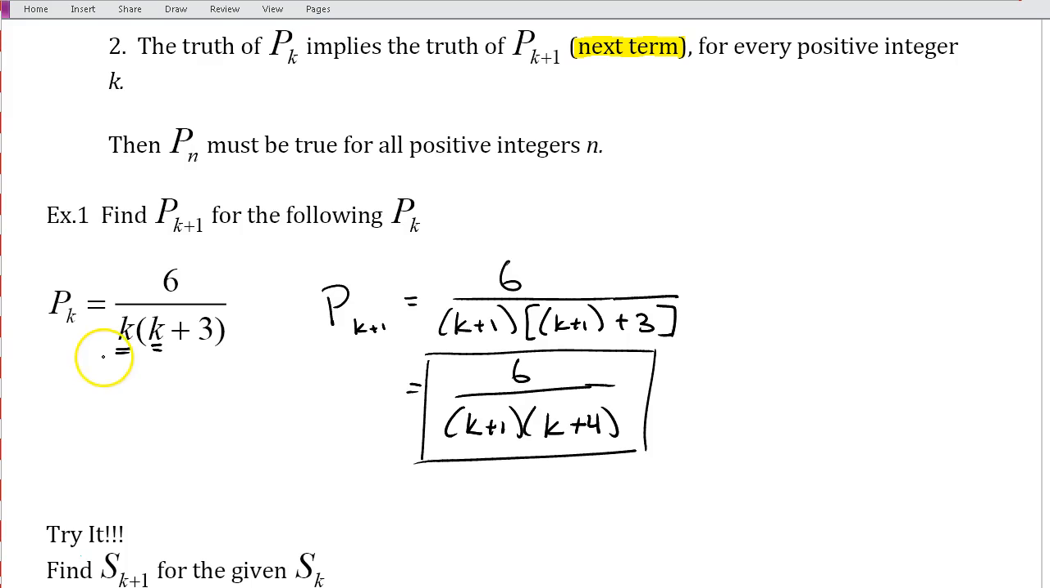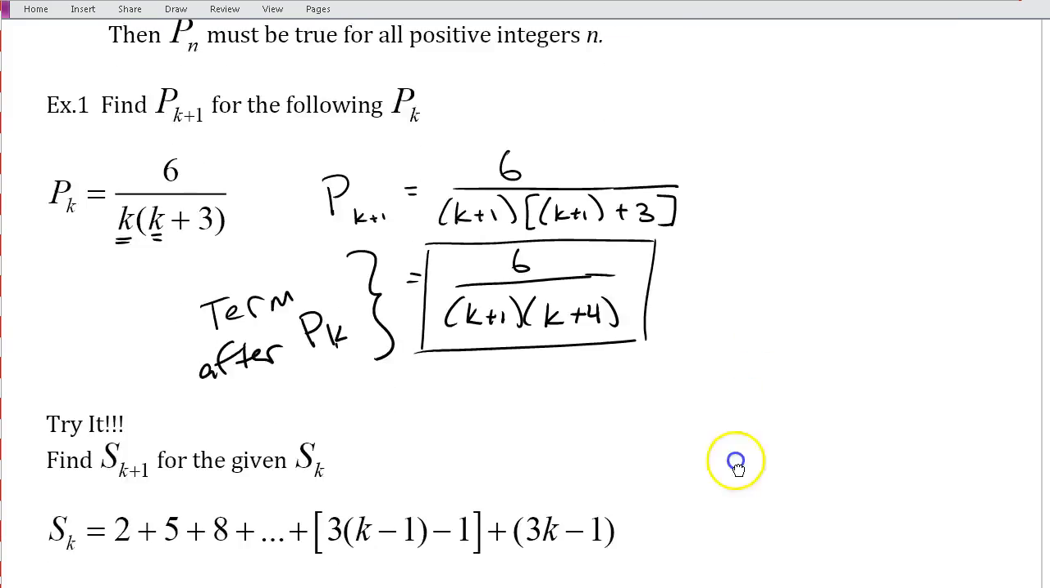It's the term after P sub k. Alright, it's just the next term.